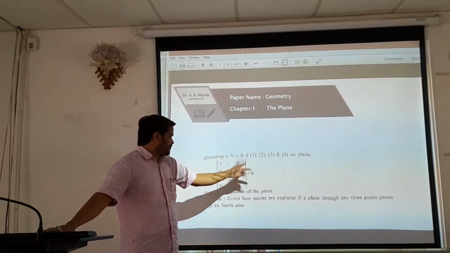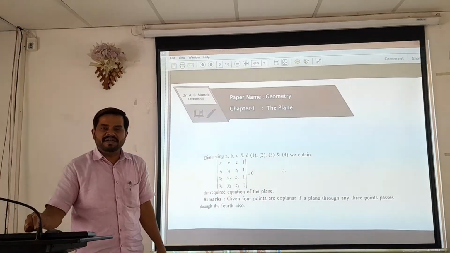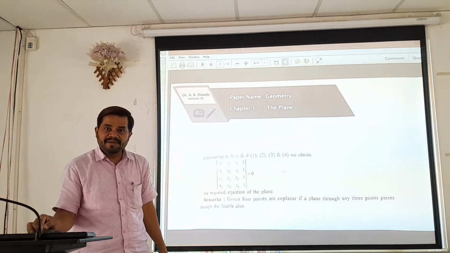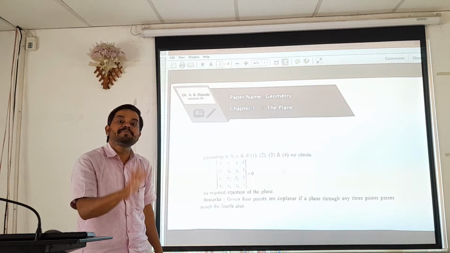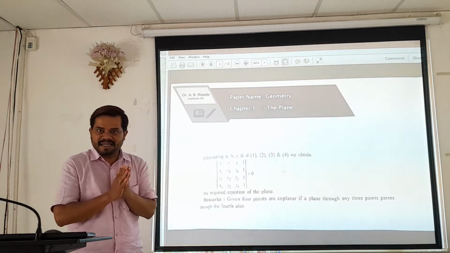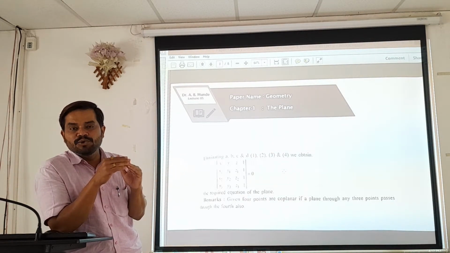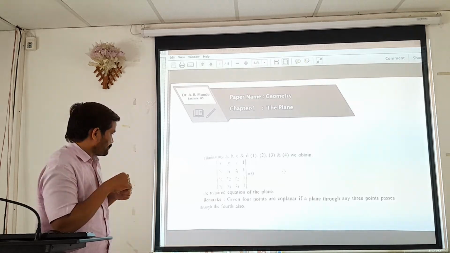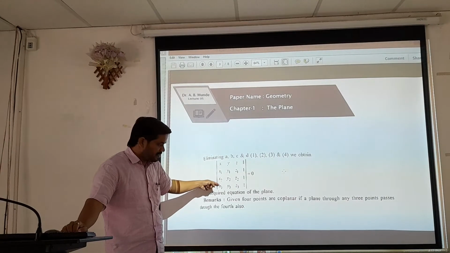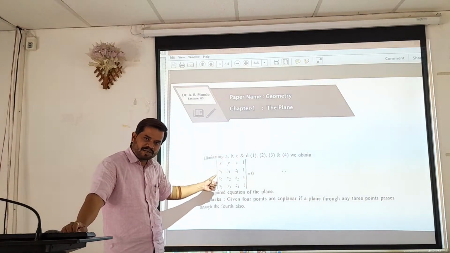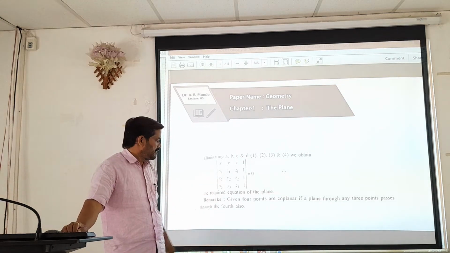This determinant is equal to 0, which is the required equation of a plane which is passing through the 3 points. Do you understand? So this is the equation of a plane which is passing through 3 points. And what are those 3 points? These are the 3 points x1, y1, z1, x2, y2, z2 and x3, y3, z3.